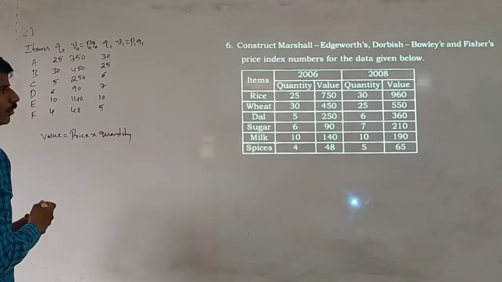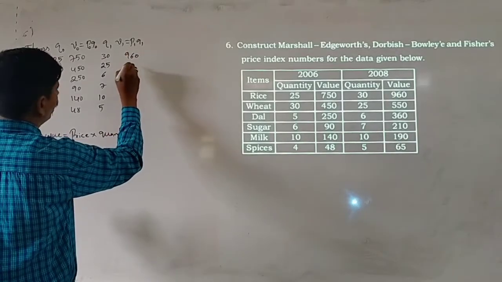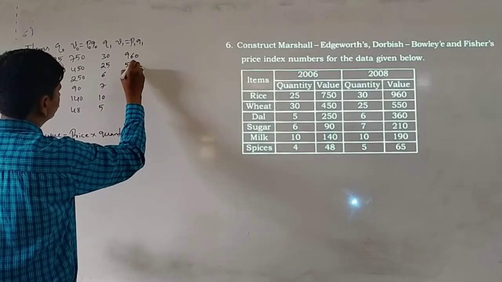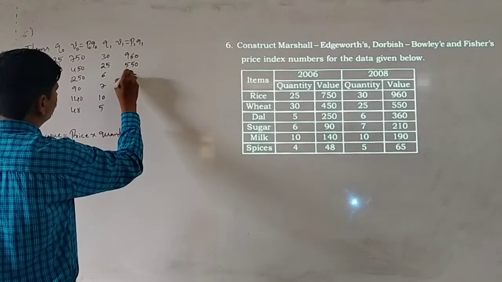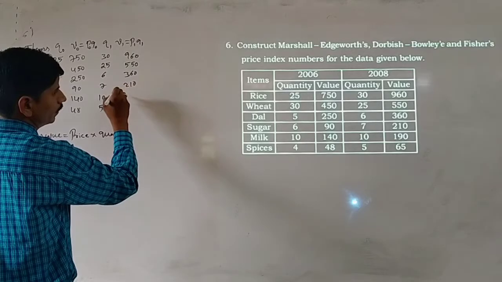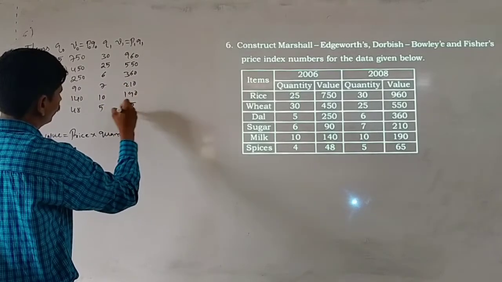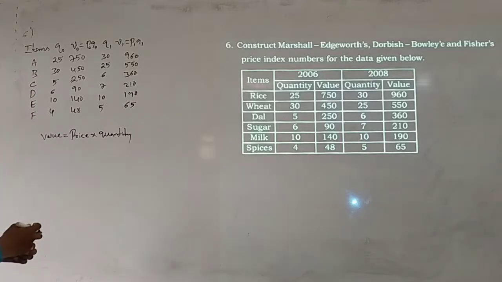Next, V1 values: 960, 550, 96, 91, 190 and 65. Okay, here they are asking Marshall-Edgeworth price index number, Drobisch-Bowley and Fisher's price index number.